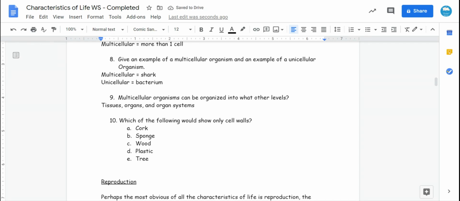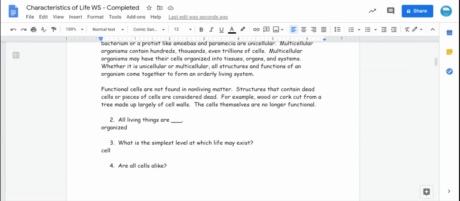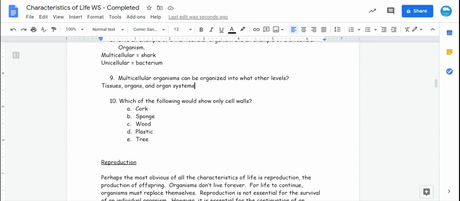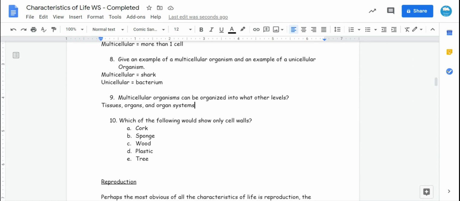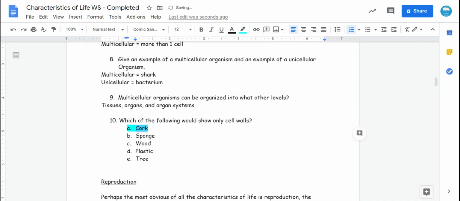Number 10, which of the following would show only cell walls? So these are things that are considered dead. And it tells you actually in this last paragraph here. So it says wood or cork cut from a tree. They're no longer functional. The cells are no longer functional, but they're there. So it's just going to be the cell wall, just like the hollow part is all you're going to see. So cork, I'm going to go here and highlight that. I'm going to highlight it blue.